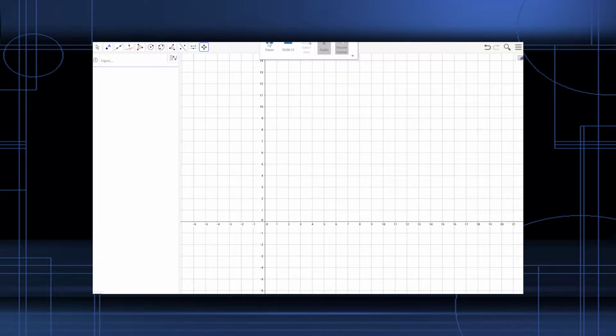Now, what is an altitude? An altitude of a triangle is a segment or a line from the vertex to the line on the opposite side that is perpendicular to that line. And an altitude can lie in the interior or the exterior or on the side of a triangle.